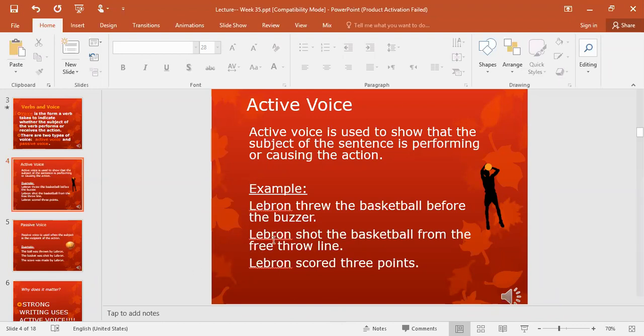Let's see the second sentence. LeBron shot the basketball from the free throw line. Who shot the basketball? LeBron. Very good. So LeBron is the one who did the action, the performer of the action. That's why here it's an active voice. LeBron scored 3 points. So who did the action? Who is the performer of the action? LeBron scored 3 points. Okay?